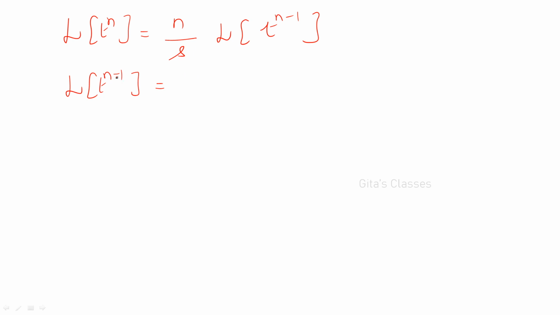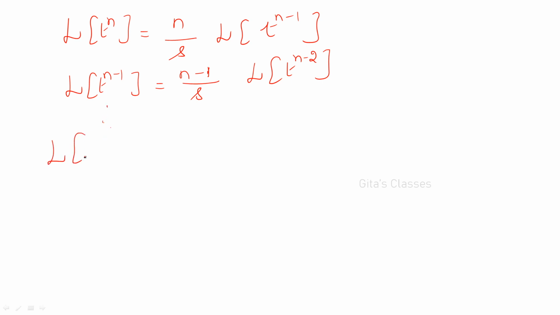Therefore, L of t power n can be written as n by s into L of the previous value, L of t power n minus 1. So what is L of t power n minus 1? This can be written as n minus 1 divided by s into L of t power n minus 2, and so on like this.